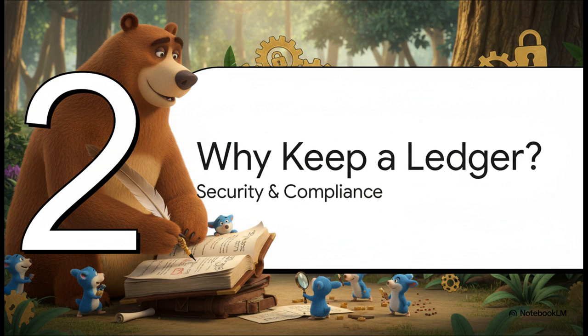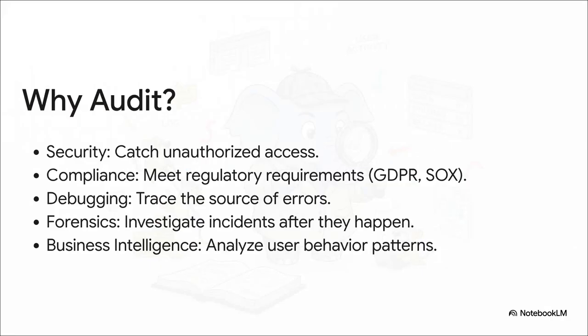Keeping a detailed ledger like this serves some incredibly important purposes. Here's the thing, auditing is like a Swiss Army knife. For security, it's your alarm system. It catches someone trying to sneak into the pantry who shouldn't be there. For compliance, it's your proof that you're following the rules of the house, things like GDPR or SOX. For debugging, it's a lifesaver, helping you trace back the exact moment something went wrong. For forensics, it's how you piece together what happened with a chocolate spread after the fact. And it can even give you business intelligence, showing you patterns in how the pantry is being used.